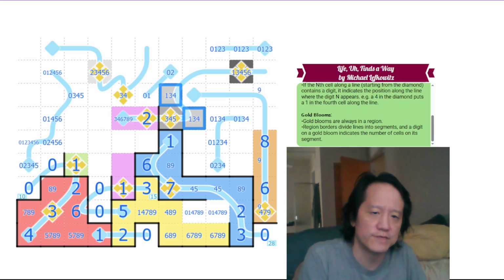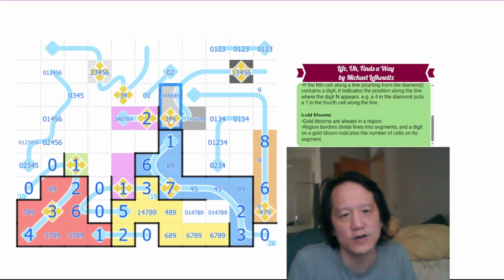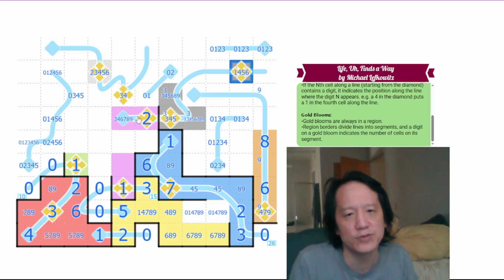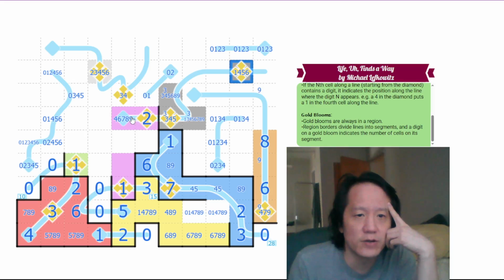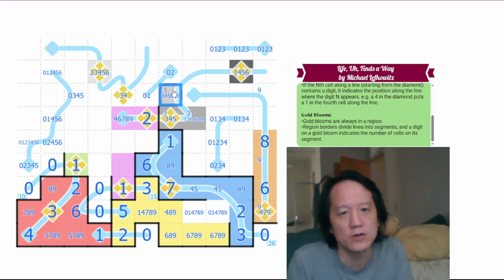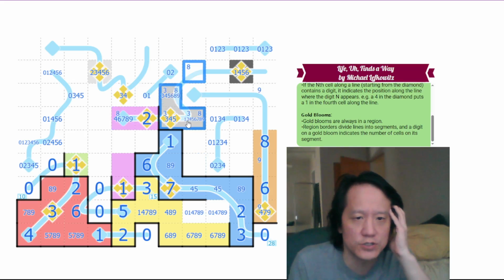1, 3, 4, 5, 6, 7, 8, 9. This can't be 1 or 7. 3 has to be in 3, 4, or 5 here. That means one of these is 3, so this can't be 3 here. This can't be 3 here. 8 has to be somewhere here, right? 1, 2, 3, 4, 5, 6, 7, 8. And 8 can only be here, here, here. So 6, 5, or 4, or 1. So 8 has to be one of these. We're not sure which.